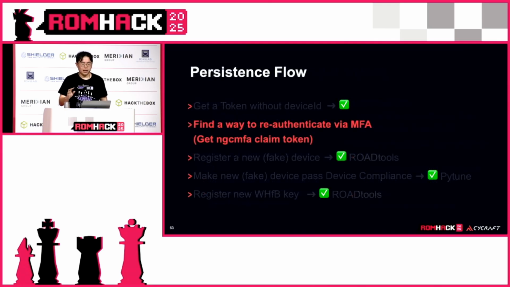So once we get the access token without a device ID, we still need to find a way to re-authenticate MFA. We want to get the NGC MFA claim because we want our fake device to upgrade to a Windows Hello for Business device.